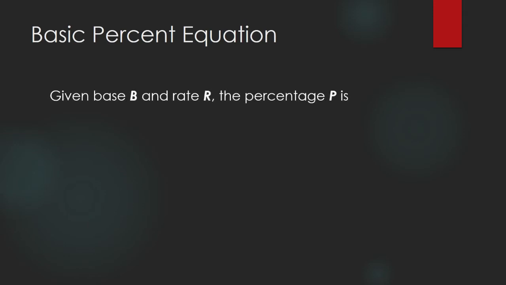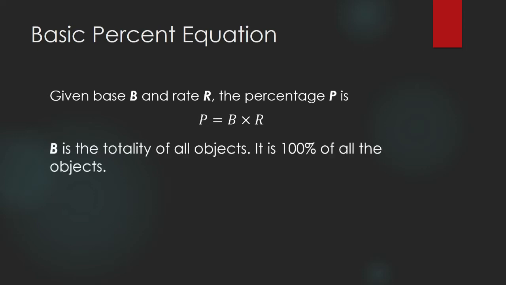Given base B and rate R, the percentage P is computed in the following way. P is equal to B times R. B is the totality of all objects. It is 100% of all the objects that we are paying attention to. R is the fraction of the total quantity.